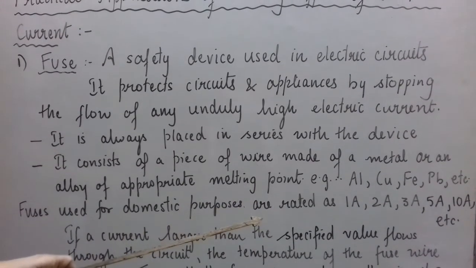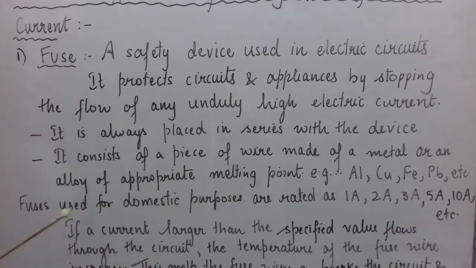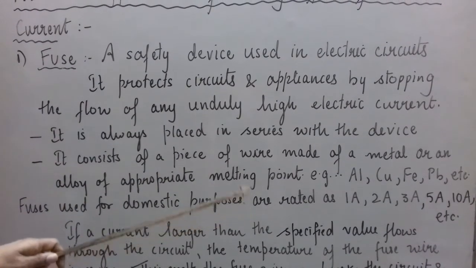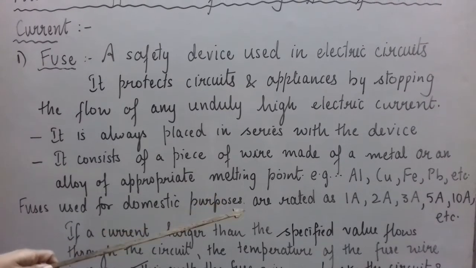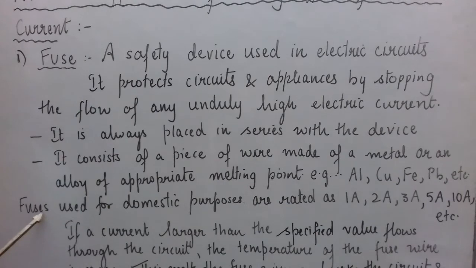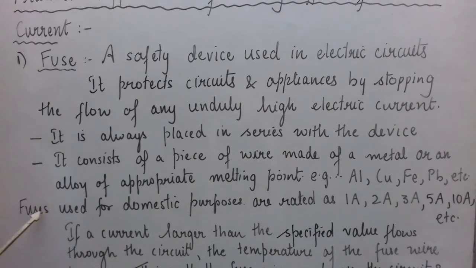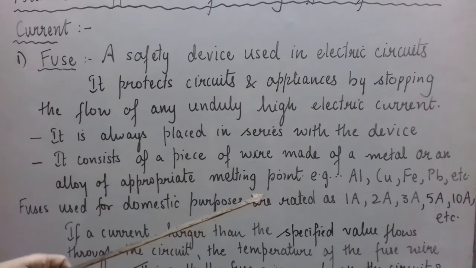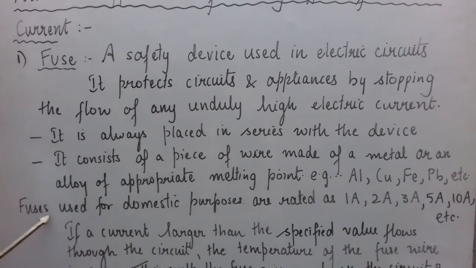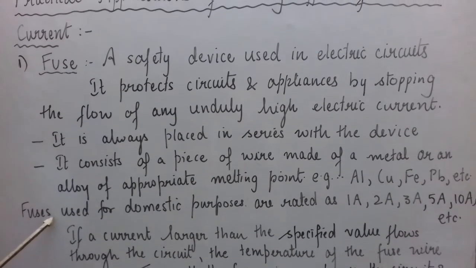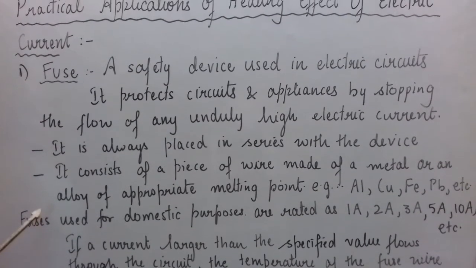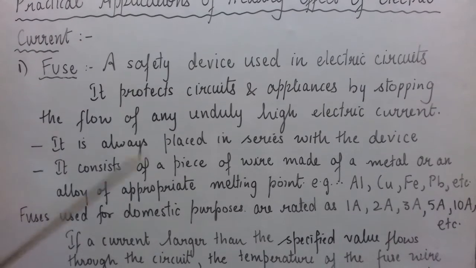Ampere means current, it is a unit of current. So if you are using a fuse of 1 ampere in a circuit, it means if the current flowing through the circuit is more than 1 ampere, then the fuse wire will melt and the circuit will be broken. If the rating of the fuse is 5 ampere, and the current through the circuit somehow becomes more than 5 ampere, then the fuse wire will melt. It will not allow the current to go beyond that.